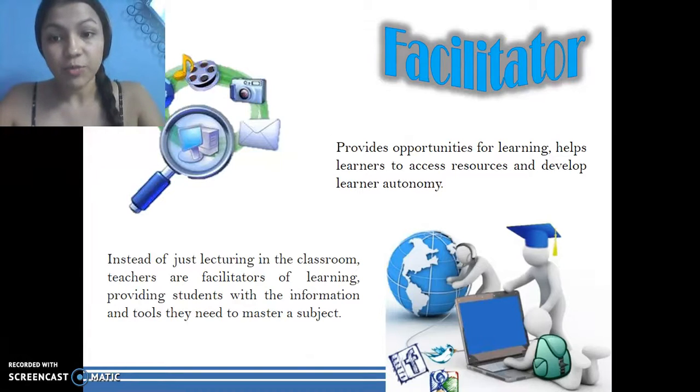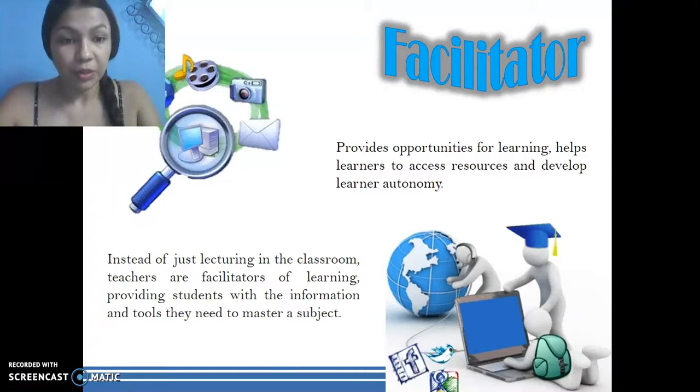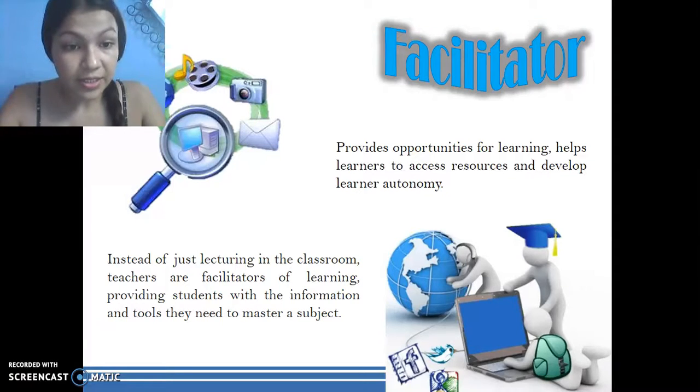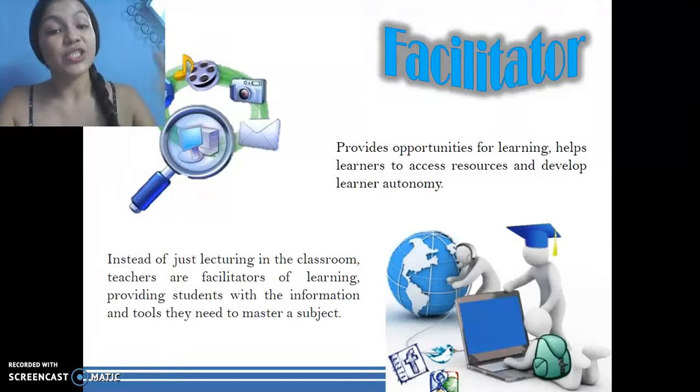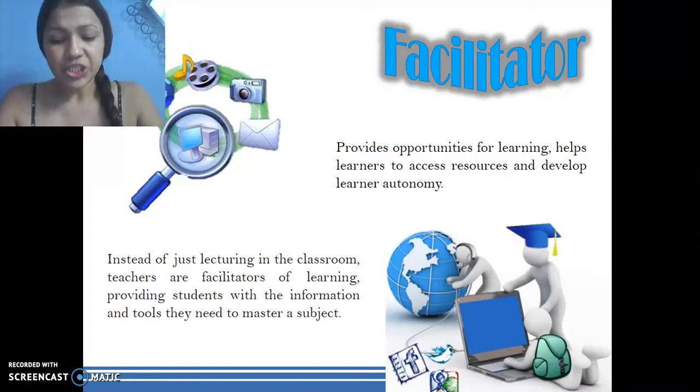Facilitator provides opportunities for learning, helps learners to access resources and develop learner autonomy. Instead of just lecturing in the classroom, teachers are facilitators of learning, providing students with the information and tools that they need to master a subject. So the teacher provides the information and tools that the student needs. A teacher provides students different ways to acquire the knowledge.